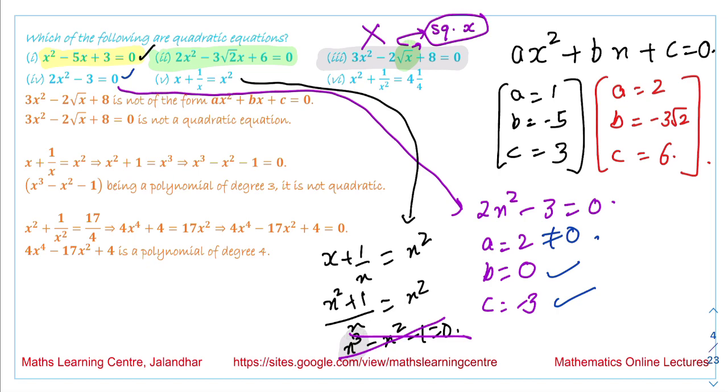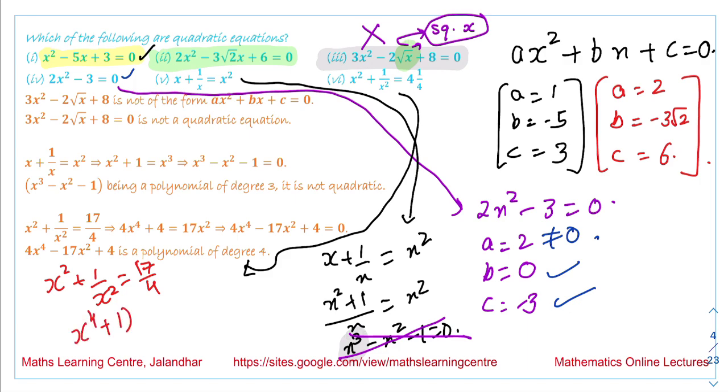Now the last one is x square plus 1 by x square is equal to 17 by 4. If we take the LCM, we get x raised to the power 4 plus 1 is equal to 17 by 4 into x square. In this equation also we have x raised to the power 4, so the degree of this polynomial is 4. So it is not a quadratic equation.